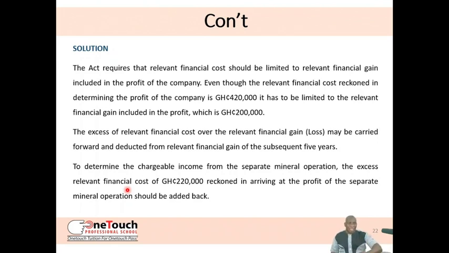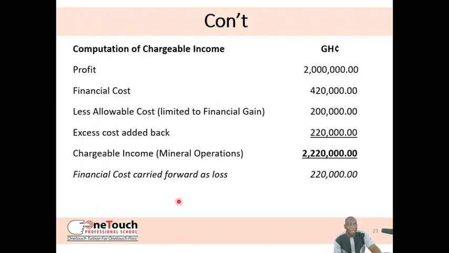So the excess of the relevant financial cost over the relevant financial gain may be carried forward and deducted from the relevant financial gain of the subsequent 5 years. So you see that to determine the chargeable income from the separate mineral operation, the excess relevant financial cost of 220,000 reckoned in arriving at the profit of the separate mineral operation should be added back. Should be added back. And that is it.